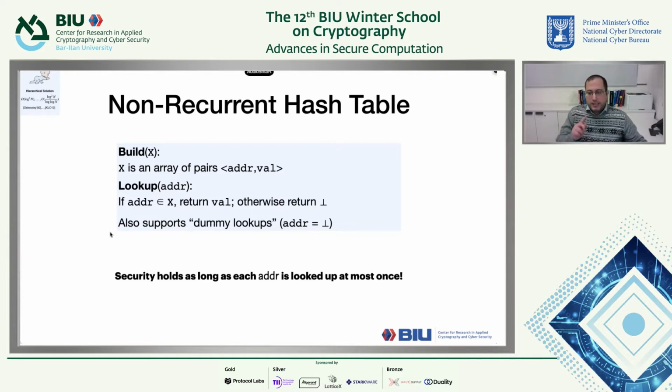And for security, this is going to be non-recurrent. The only guarantee that I'm going to have is that each address is going to be searched and looked up only once. I'm not going to look up the same address twice. And overall, I need to support not so many lookups; it's going to be proportional to the size of X. After I reach that limit, this construction is going to be destroyed, and we're going to rebuild it again.